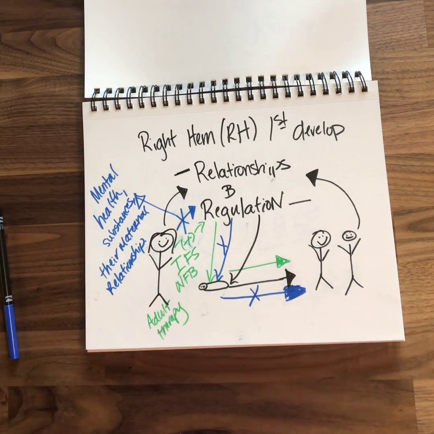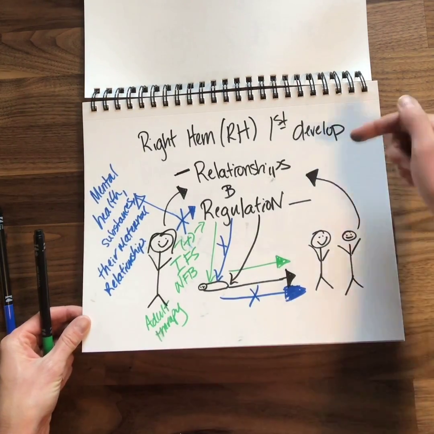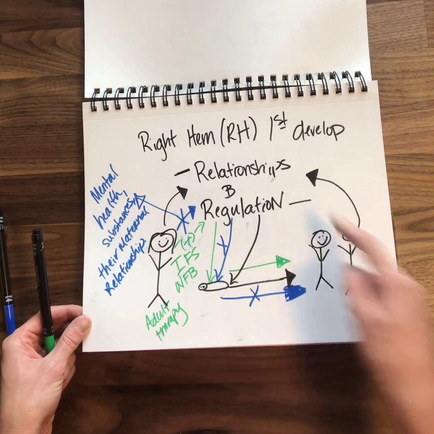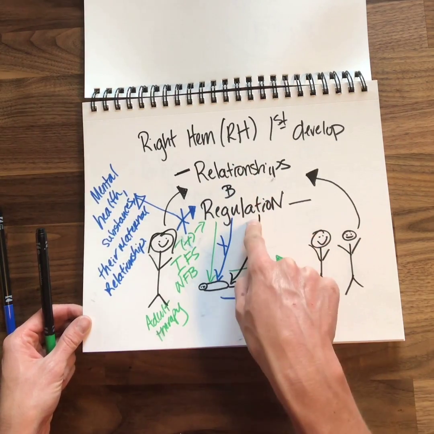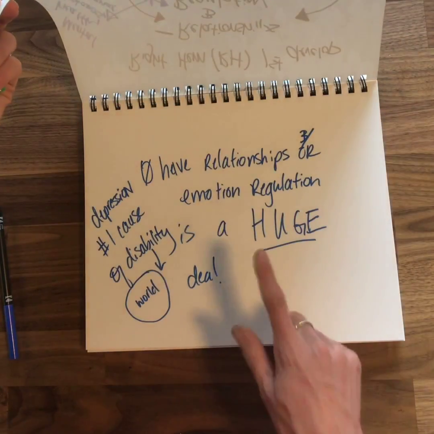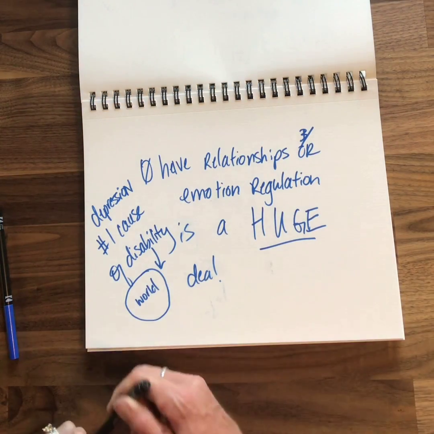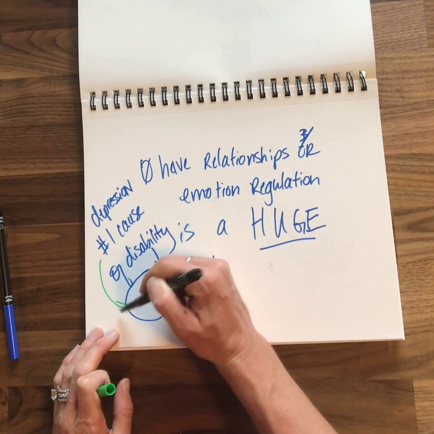This is not just psychobabble. It actually is really important in the way that we develop and how the brain develops early on and how we learn to have relationships and emotion regulation moving forward. And as we talked about here, not having relationships or emotion regulation is huge. Number one cause of disability worldwide.